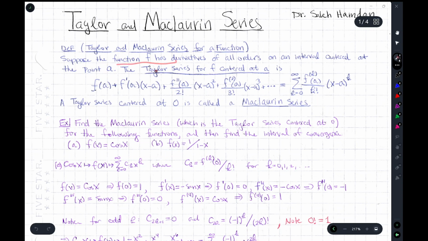Suppose the function f has derivatives of all orders on an interval centered at the point a. The Taylor series for f centered at a is equal to this, okay, where we could write the Taylor series centered at a this way. And a Taylor series centered at 0 is called the Maclaurin series. So a Maclaurin series is just a special case of the Taylor series. It's just a Taylor series with center at 0.